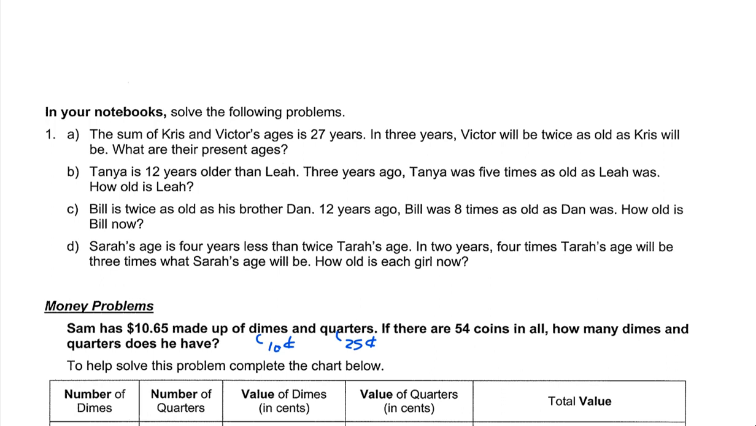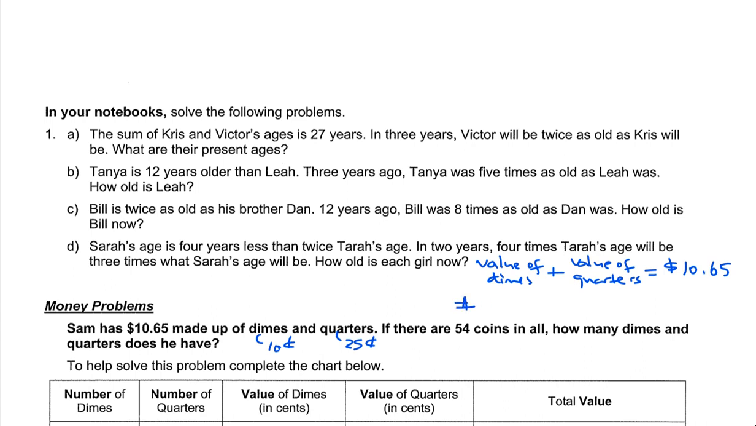So really there's two pieces of information here again, right? There's always two pieces of information. The first one has to do with the value of the coins. So the value of the dimes plus the value of the quarters, that total value is 1065. Value is how much they're worth. I have a handful of dimes, how much is that worth? But then the other piece of information has to do with how many you have. So there are 54 coins in all.